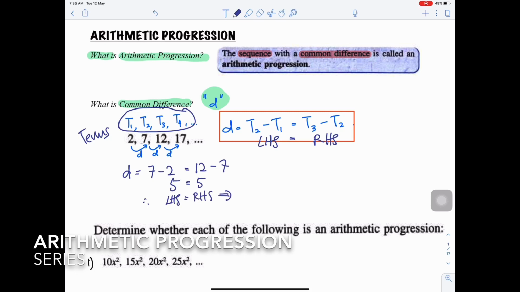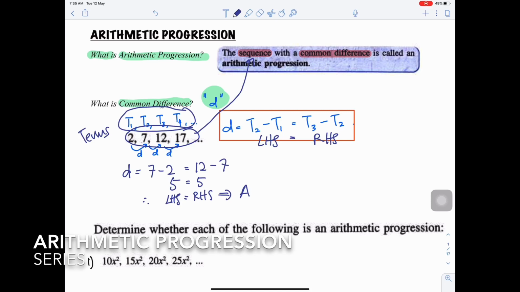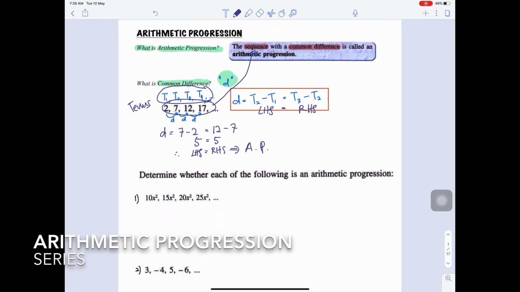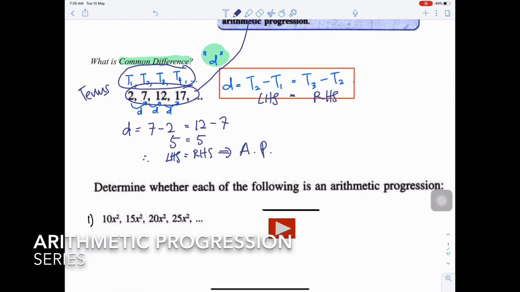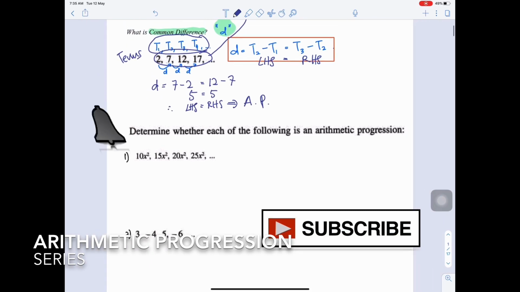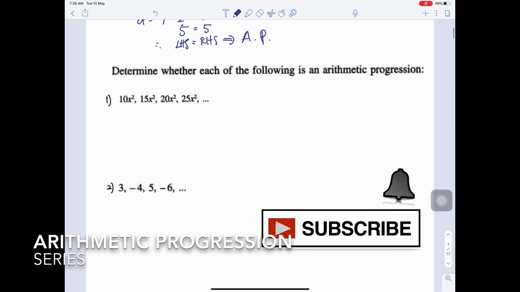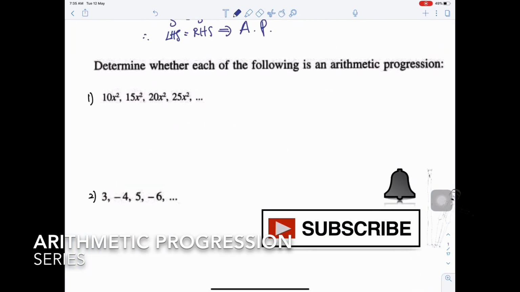So we can conclude that this is what we call a sequence, and the sequence is an arithmetic progression, AP. This is an example of how to determine the common difference. Now let's discuss how to determine whether a sequence is an arithmetic progression or not.